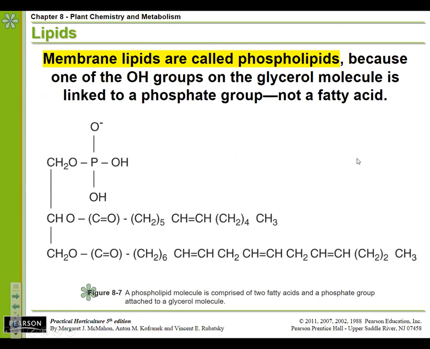We also have membrane lipids that are called phospholipids because they are linked to a phosphate group. Here we have the phosphate group right here instead of a fatty acid. So there's the phosphorus in the middle linked to oxygen and hydroxide, creating a phosphate group. This phospholipid molecule here is 2 of these fatty acids attached to a phosphate group.